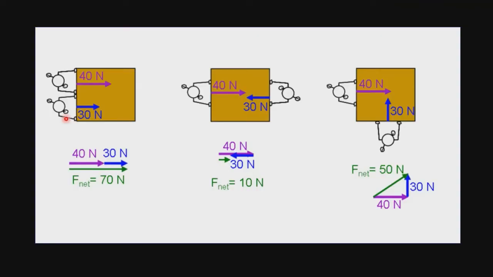Now in figure 1, there are two persons pushing a box. The first person is applying 40 newtons of force and the other person is applying 30 newtons of force. The direction of the first force is to the east, and the direction of the other person's force is also to the east, so when their forces are added together, 40 newtons and 30 newtons both going to the east, they deliver a net force of 70 newtons.